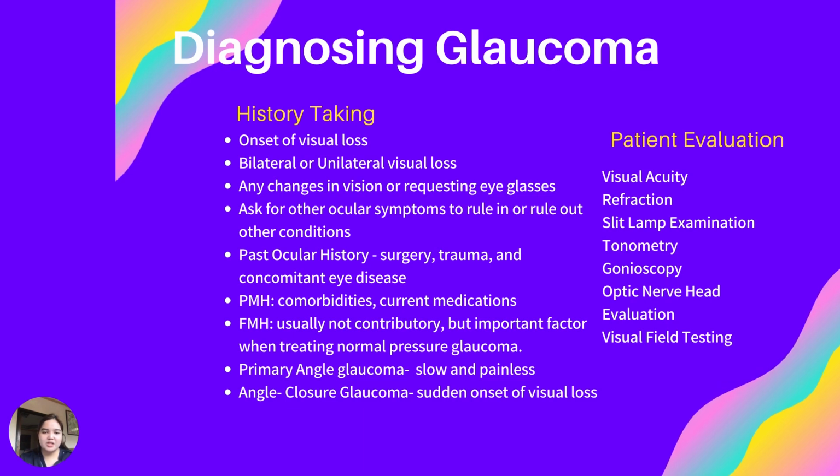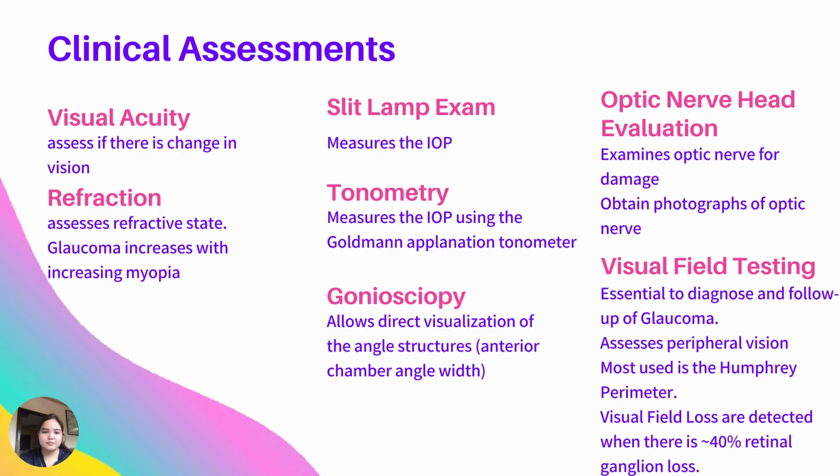Then for patient evaluation, a comprehensive eye exam is usually done. The visual acuity is assessed to see if there is change in vision. Refraction is assessed to determine the refractive state. In glaucoma, there is increase with increasing myopia. There is also the slit lamp exam, tonometry that measures the intraocular pressure using the Goldmann applanation tonometer, and gonioscopy that allows direct visualization of the angle structures, including the anterior chamber angle width.